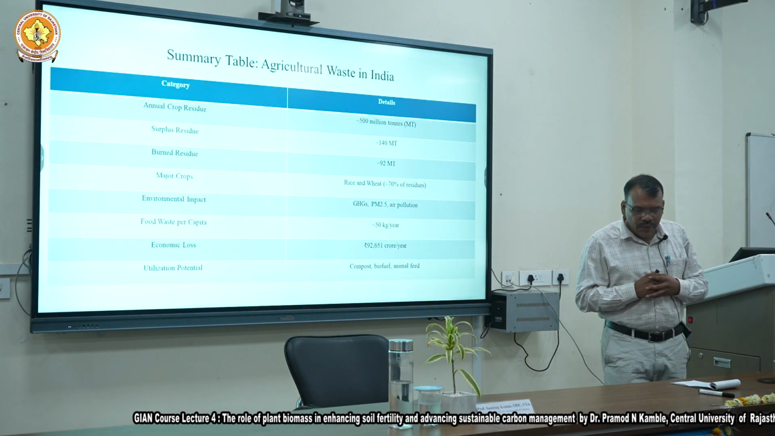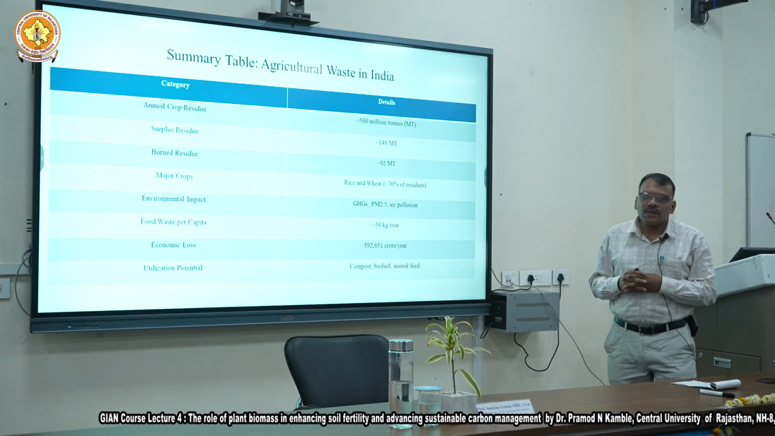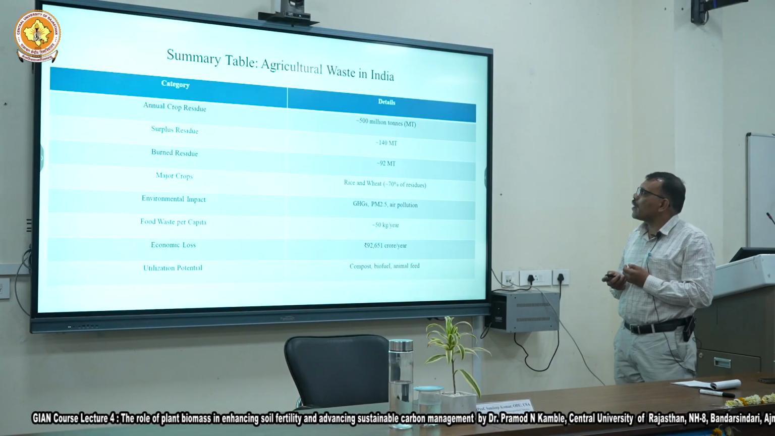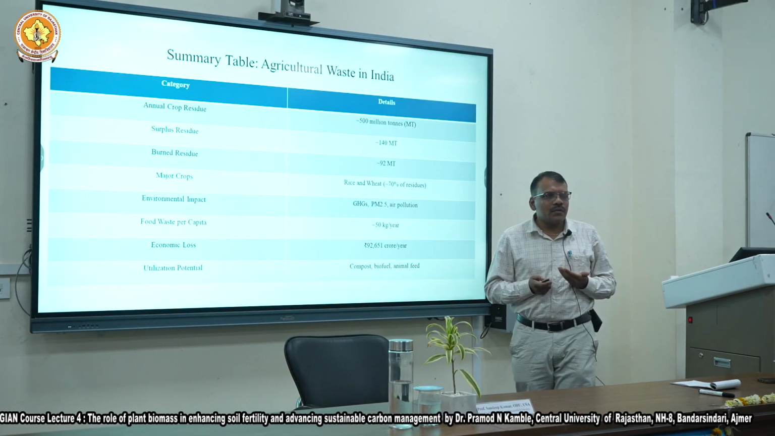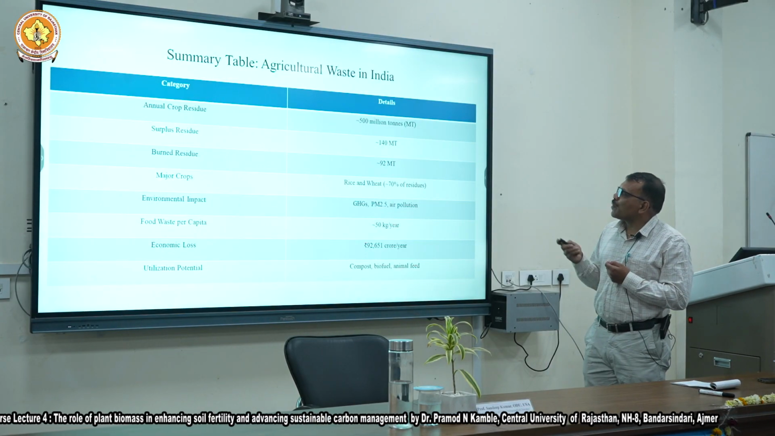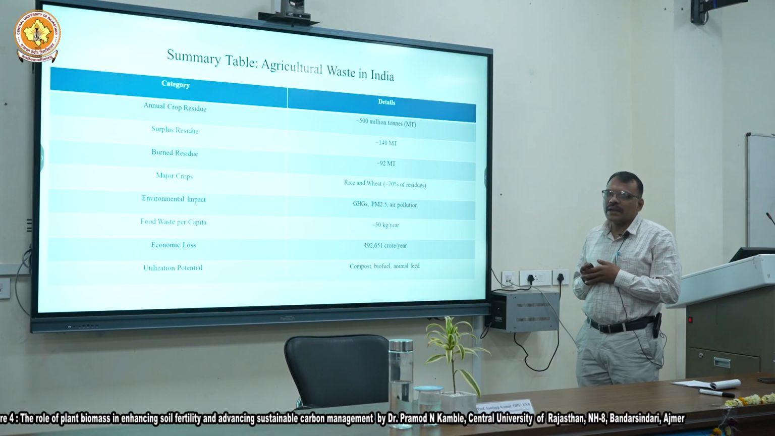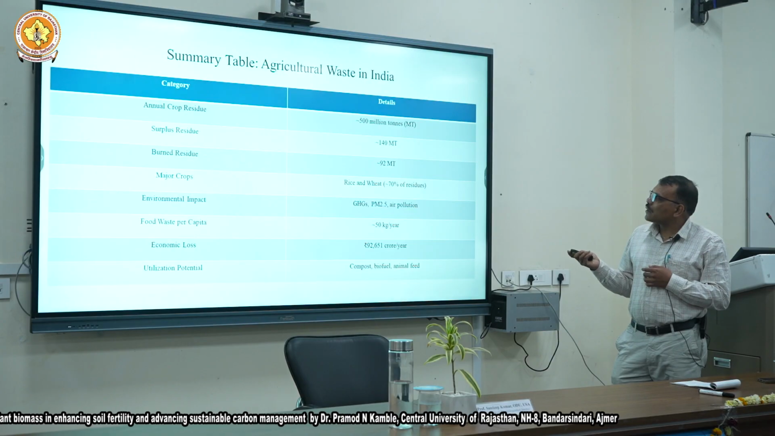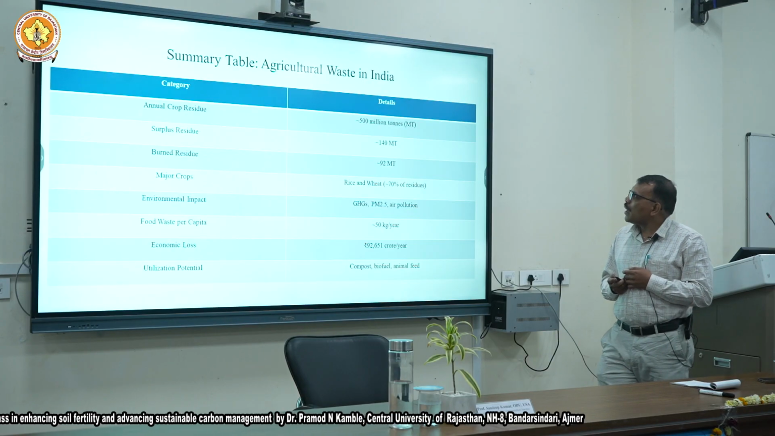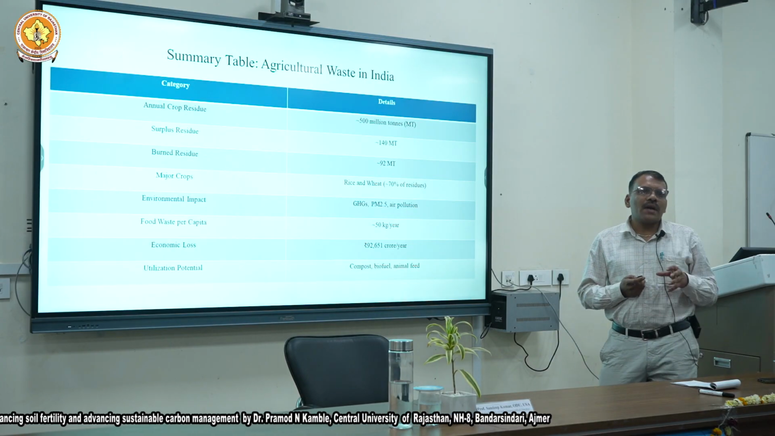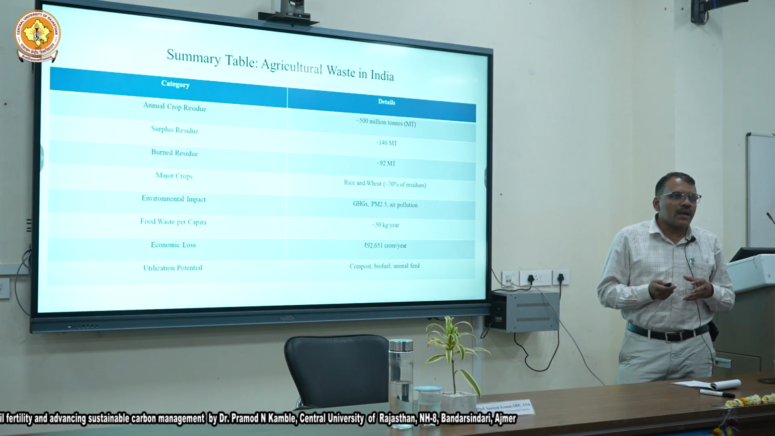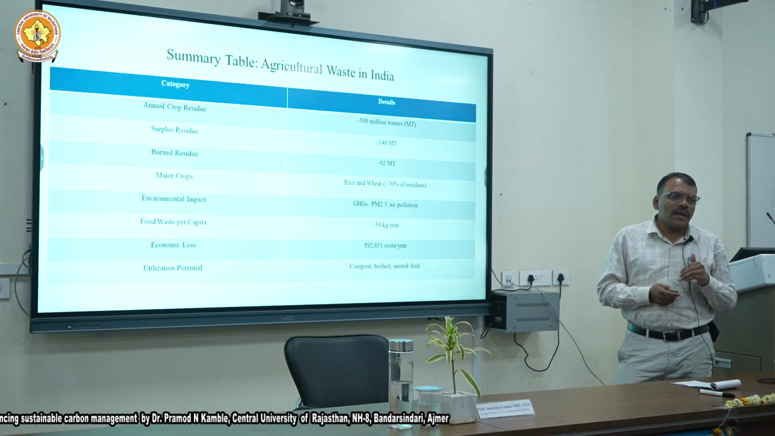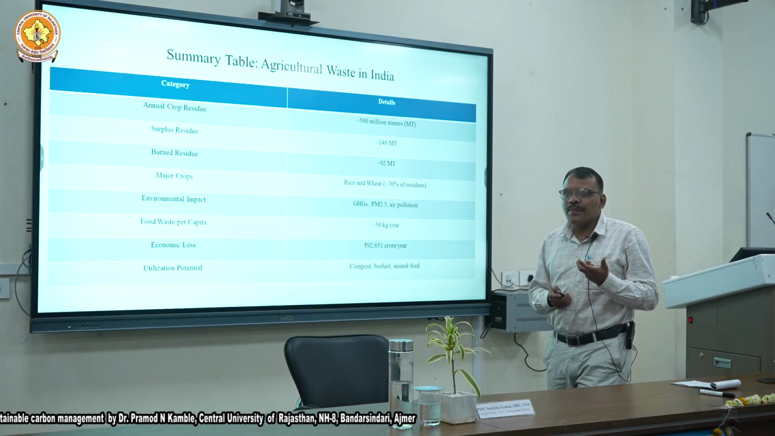Then a summary of the availability of agriculture waste in India and production. Annual crop residue of around 500 million tons is being produced in our country. Then surplus residue is 140 million tons, of which around 92 million tons is being burned without considering its importance. That particular burning is creating a huge amount of problems.